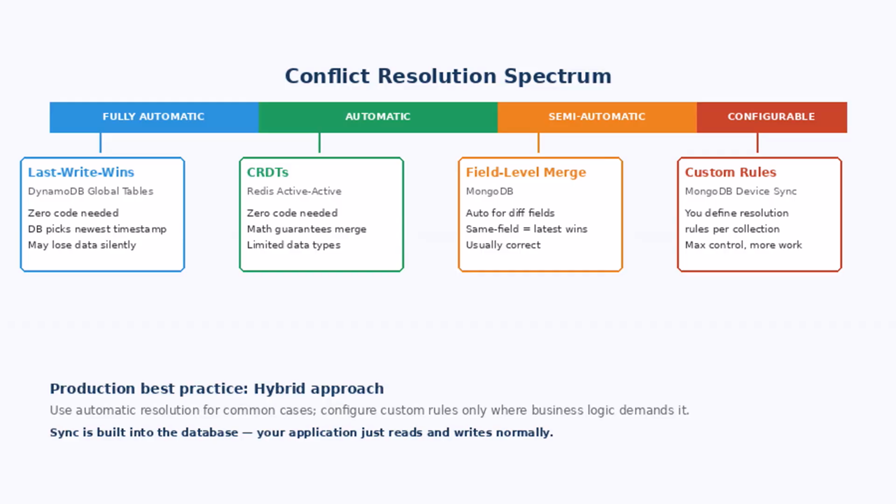Conflict resolution rules are configurable per collection. The default is last write wins at the field level. The sync protocol is built into the database. Your app just reads and writes normally.